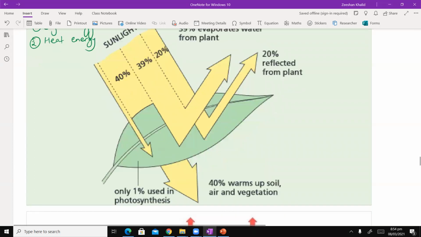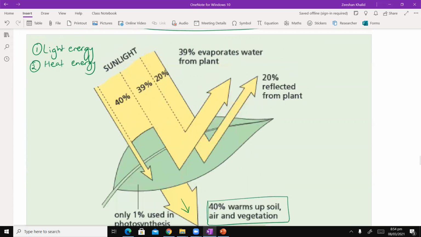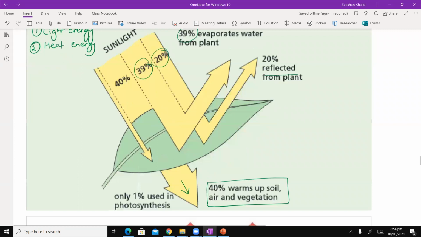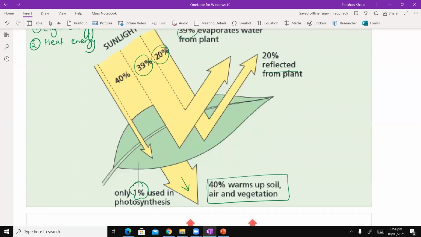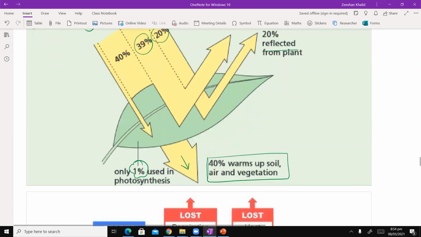Okay, so you can see that 40% of the sunlight is actually not being touched by the plants. It's warming up the soil, air and vegetation. You see that arrow crossing that poor plant leaf and coming out on this side. And then 39% causes evaporation of water from plants. 20% is reflected away from plants. Simple reflection. And then it's literally only 1% of energy that is used in photosynthesis. So imagine 99% of energy is lost or used in other stuff, and it's only 1% of energy that is being used in photosynthesis. Okay? So that's the first step.